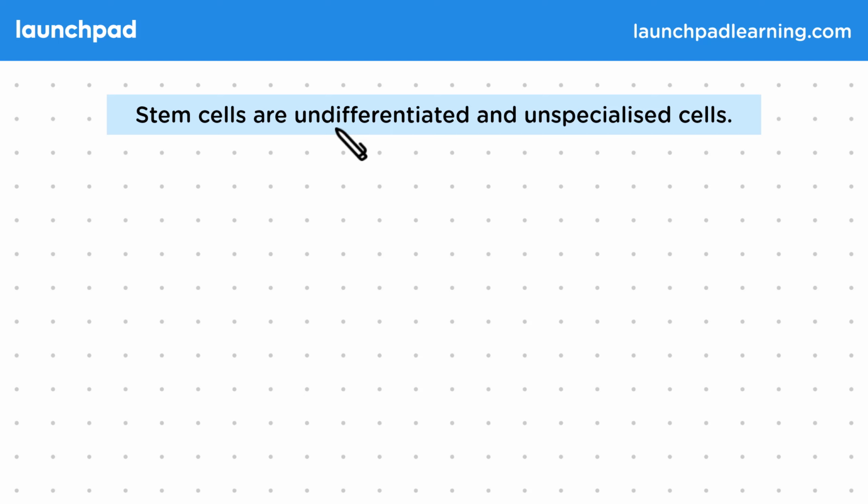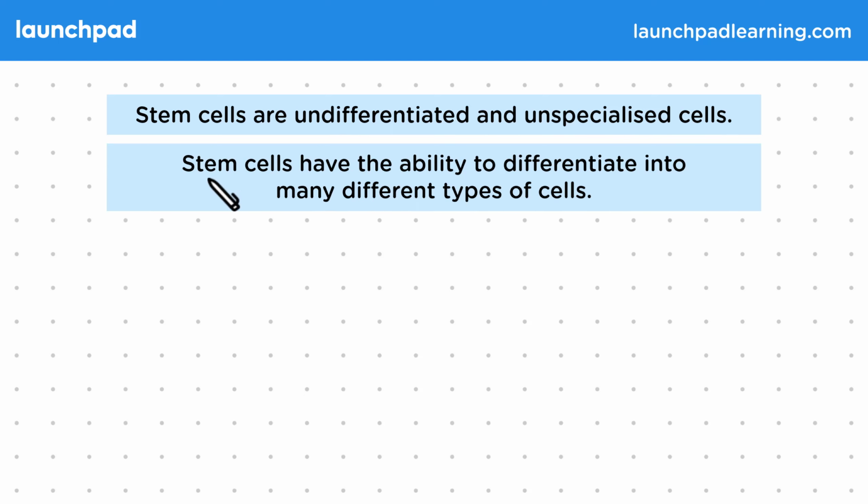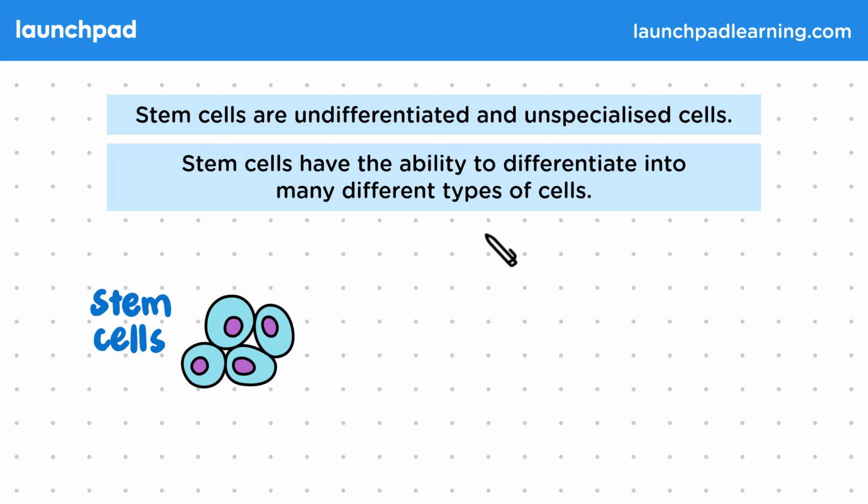Stem cells are undifferentiated and unspecialised cells. Stem cells have the ability to differentiate into many different types of cell. This simple diagram shows some stem cells. You can think of these as just generalised cells. At this stage, they don't have a particular role.